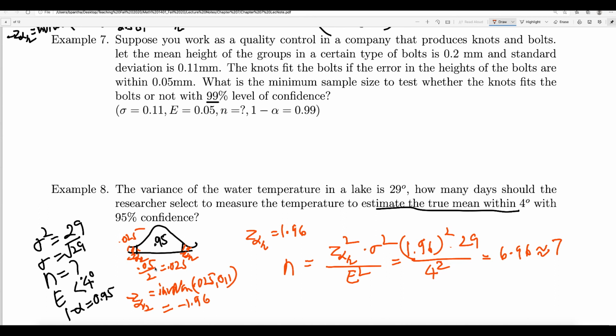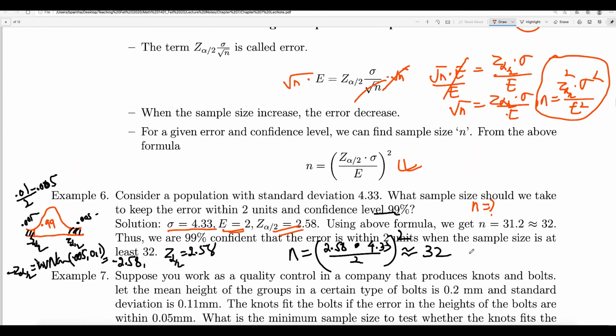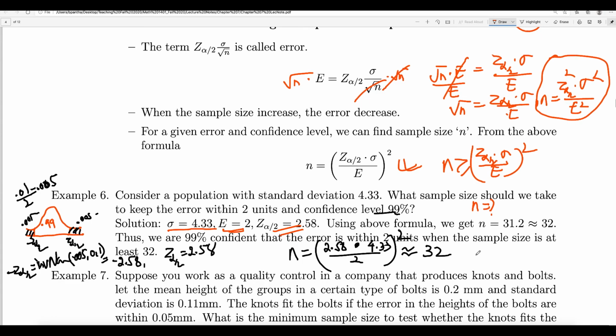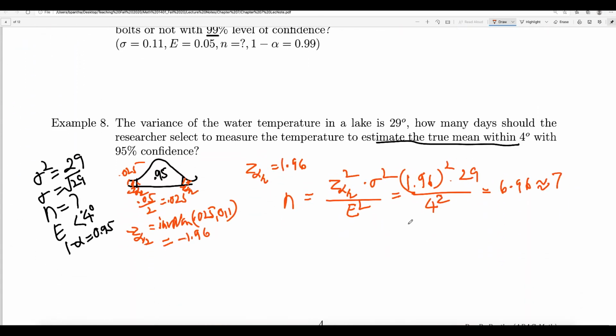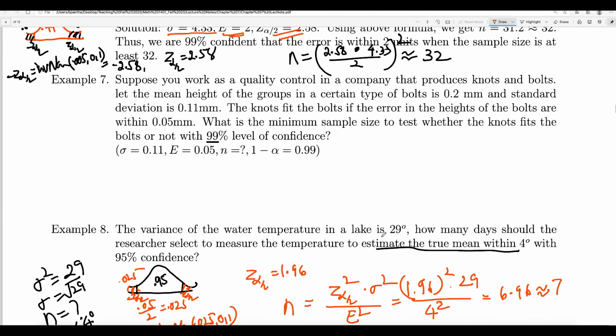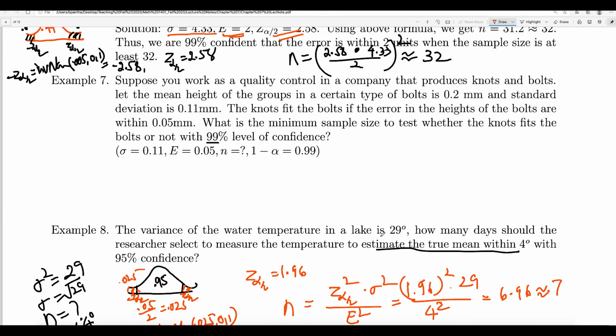How did I get at least? Because E is less than 4 degrees, right? So E is less than, which means 1 over E must be greater than. You can write the formula this way, which is more accurate: N must be greater than or equal to G alpha half times sigma over E, squared. Meaning a bigger sample size is okay, but at least 7 is needed to estimate the population mean within 4 degrees of error. All right, guys.